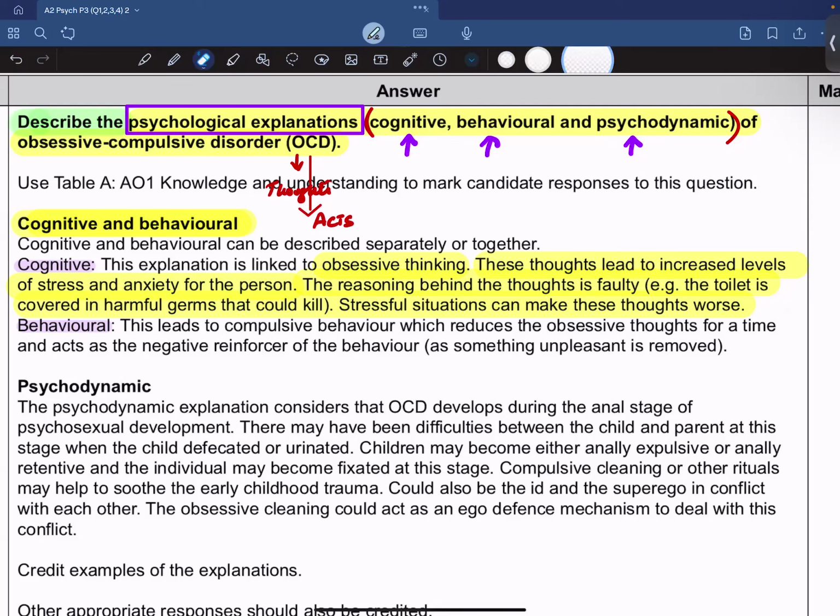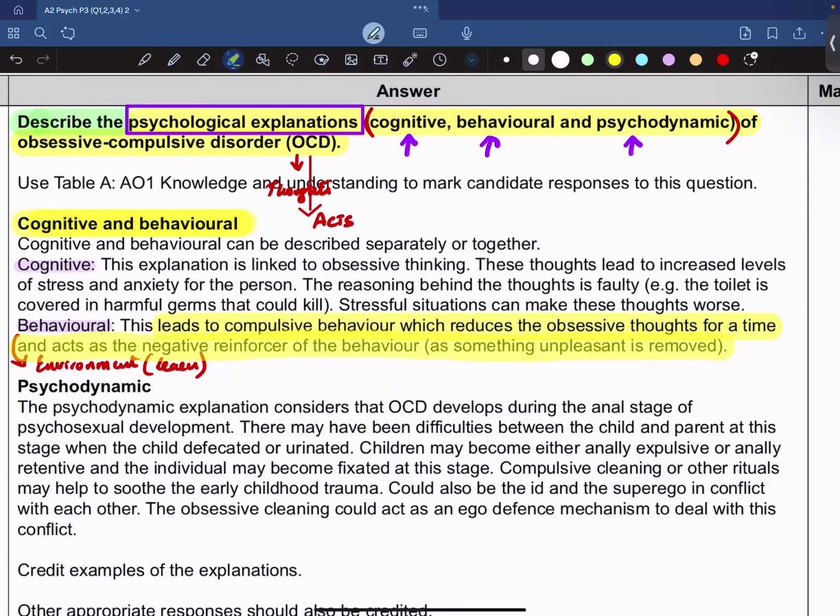Now, taking this a little further, moving on towards the behavioral explanation. According to the behavioral explanation, individuals develop abnormalities because of the environment, because of their prior experiences. Individuals learn maladaptive behavior. And of course, to be able to treat them, you have to unlearn them. But let's not just go there. According to the behavioral explanation, these thoughts lead to compulsive behavior, which reduce the obsessional thoughts for a time and act as the negative reinforcer of the behavior, as something that is unpleasant is removed.